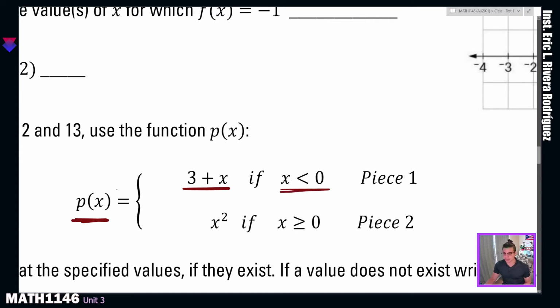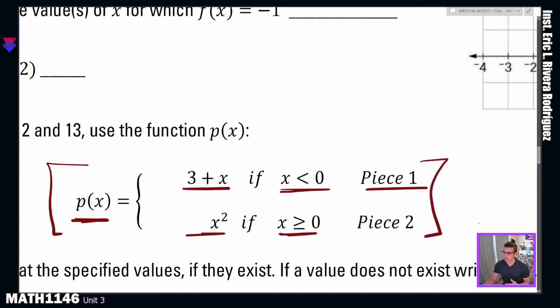In other words, if our input is less than 0, then we are going to use this equation to get the y value of that point. And that's piece number 1. Piece number 2 has a different rule and a different condition. The rule is the equation x squared, right? And we are going to use that equation whenever our x is greater than or equal to 0, right?